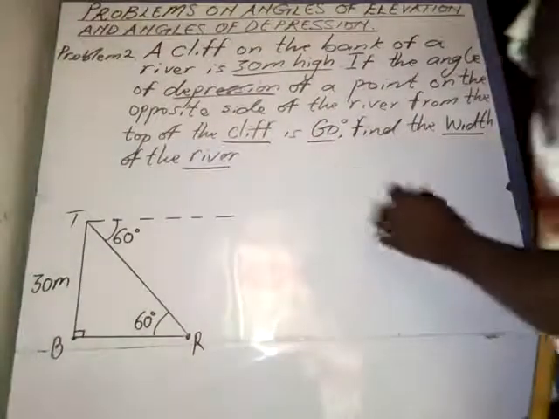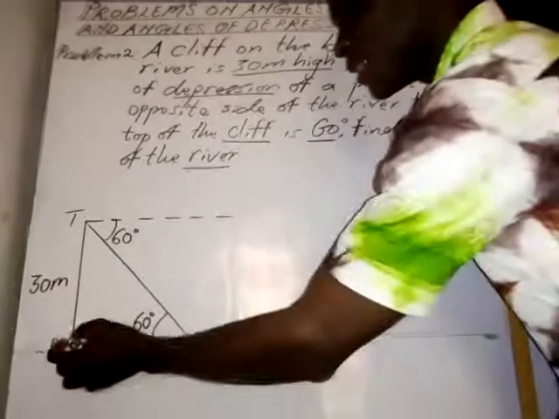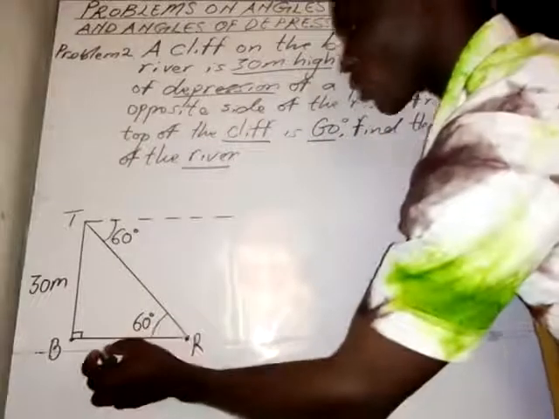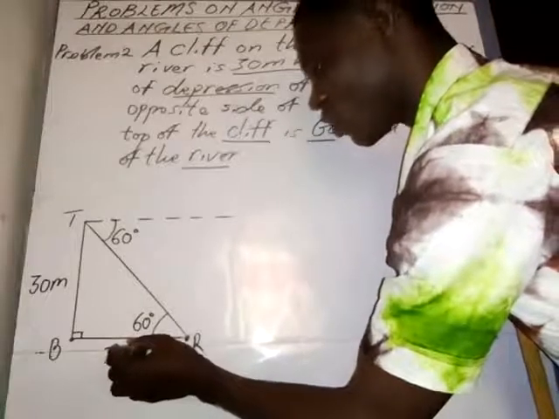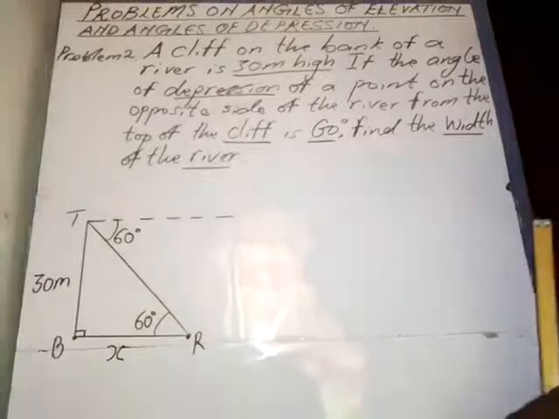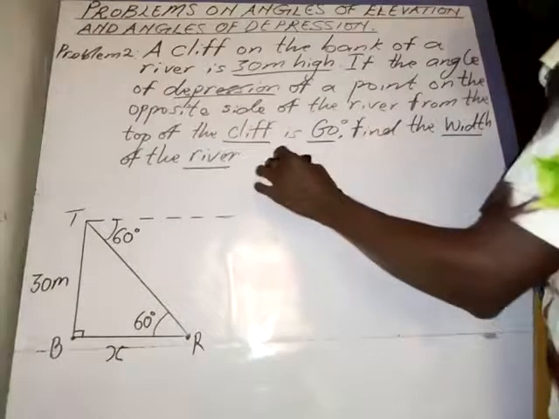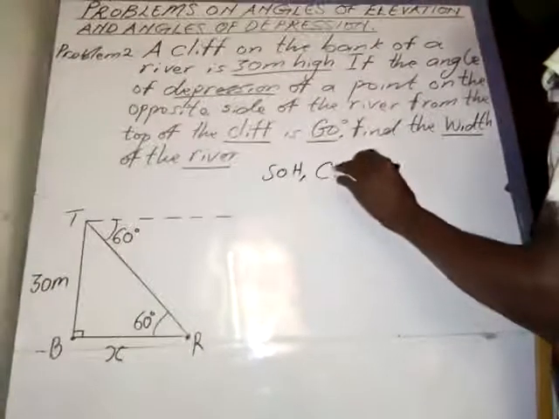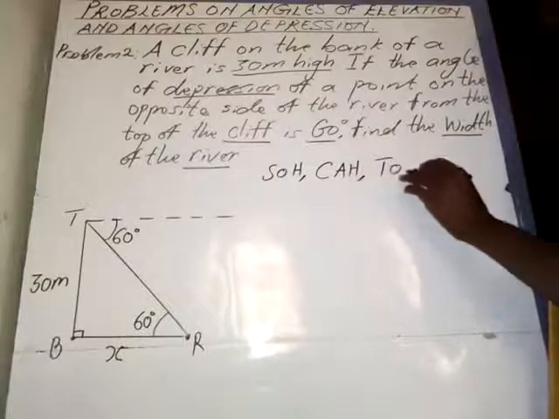So the question now says that we should find the width of the river. So the width of the river that we have to find is the distance from this point to this point. So let's call it x. So x represents the width of the river. So looking at what we have here, we have to make use of SOHCAHTOA. So that is SOH, CAH, and TOA.